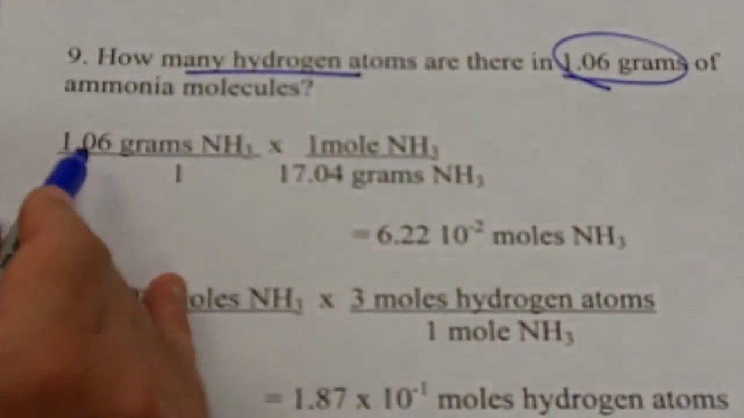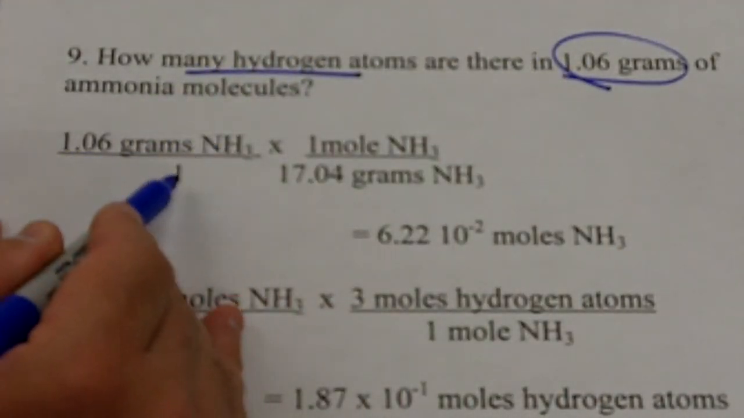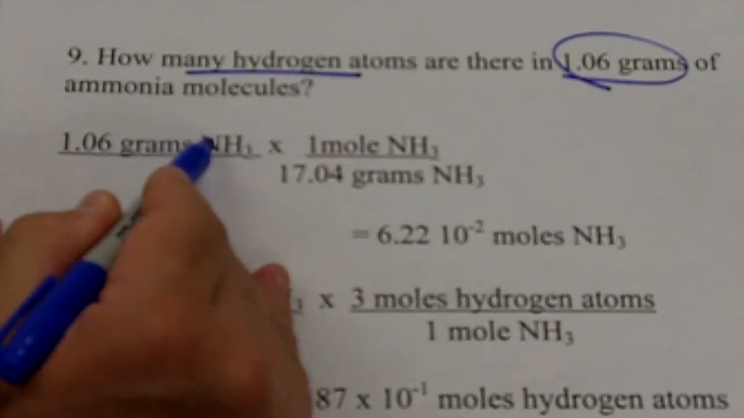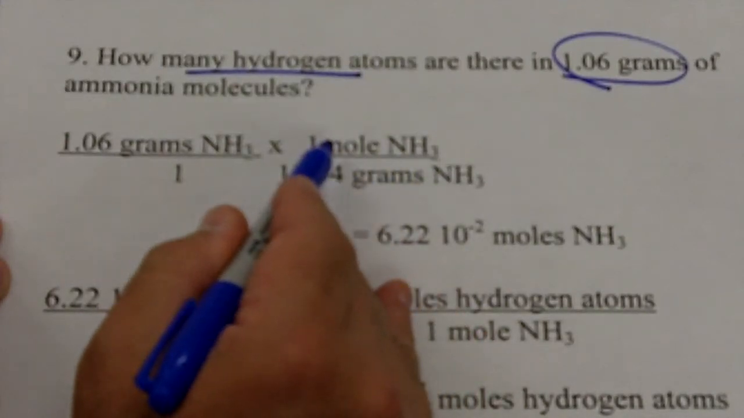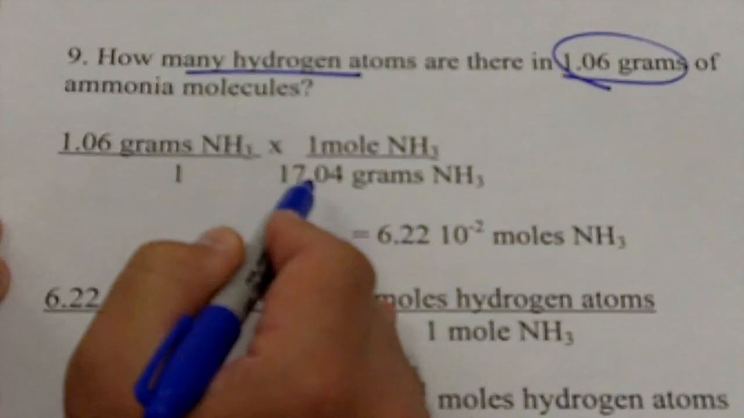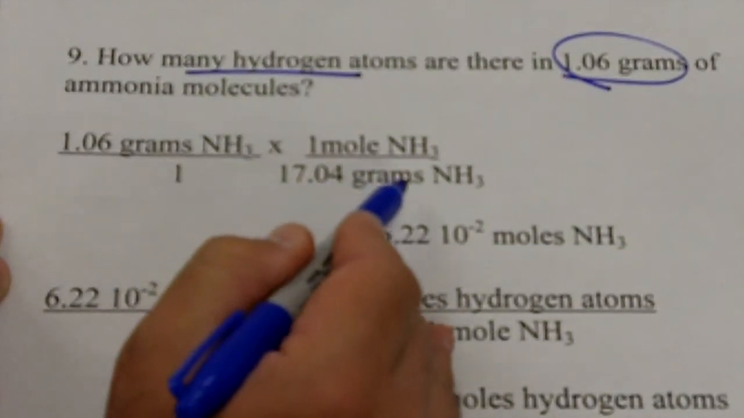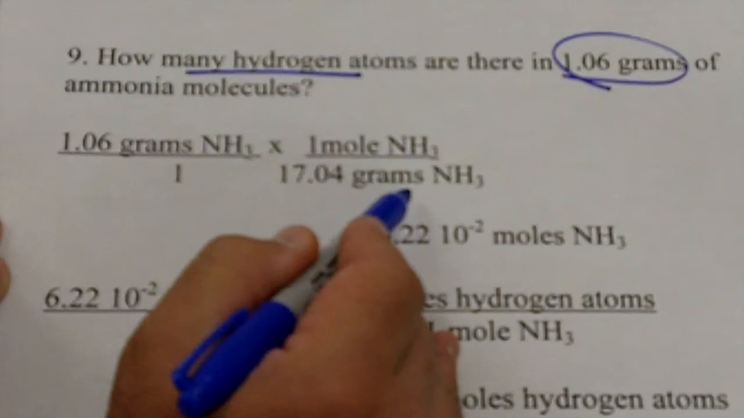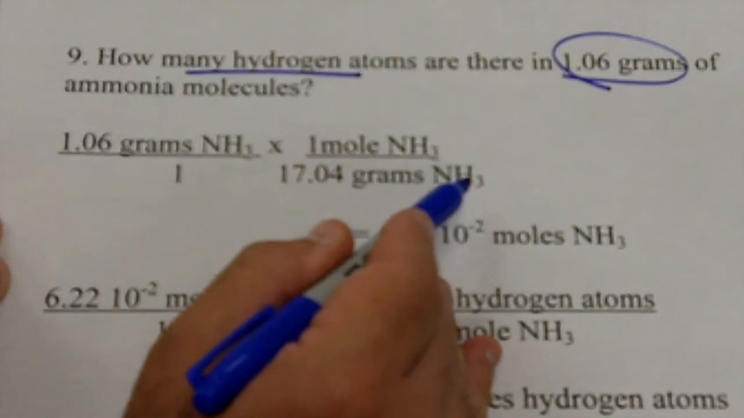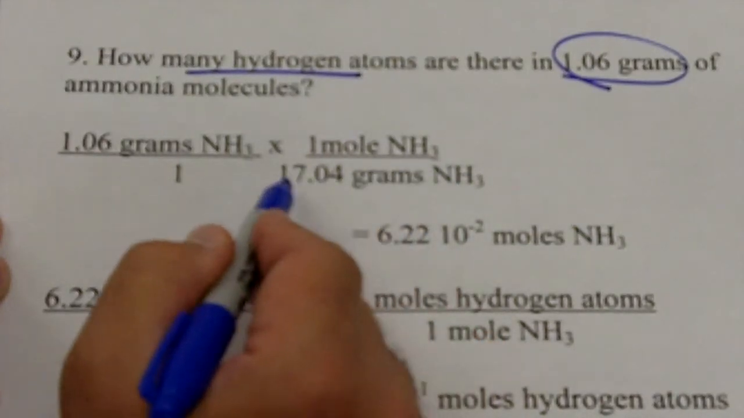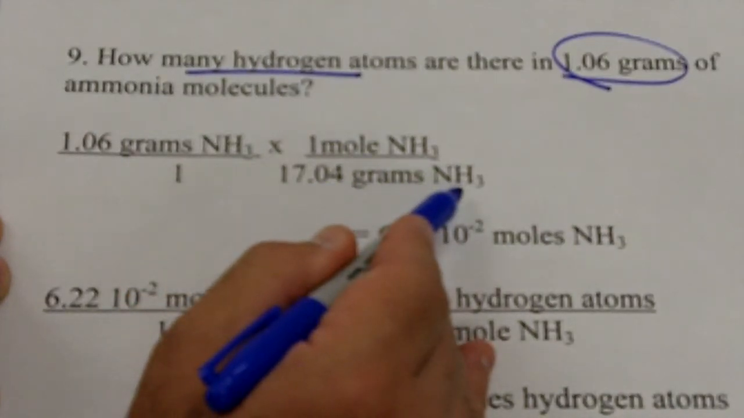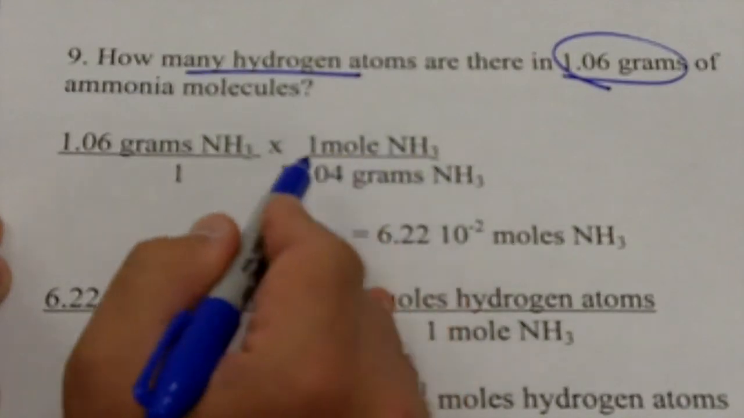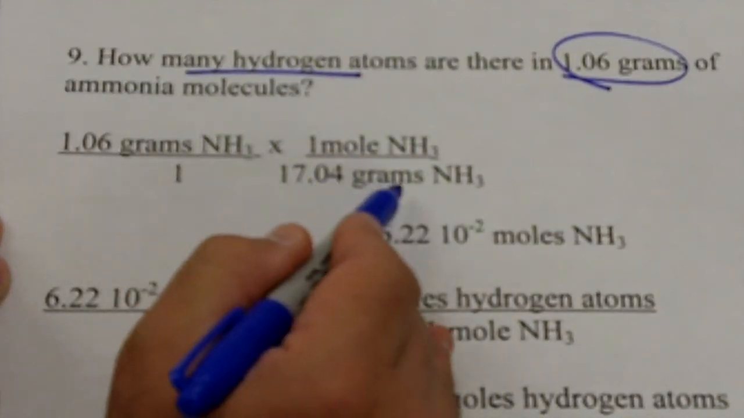Write what you know. 1.06 grams of NH3 divided by 1 times whatever unit's here is going to go there. Grams of NH3, I'm going to convert that to moles of NH3. How do I do that? Nitrogen is 14.01 grams per mole. You can look that up on your periodic table. Hydrogen is 1.01, but there are 3 of them. Add those up. 17.04 is the total. That's how you get the molar mass for NH3. 1 mole of NH3 has a mass of 17.04 grams.